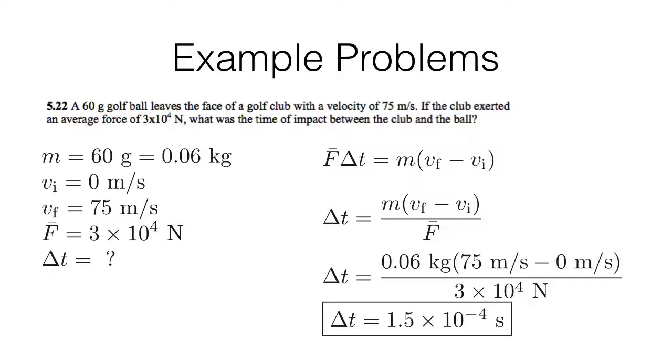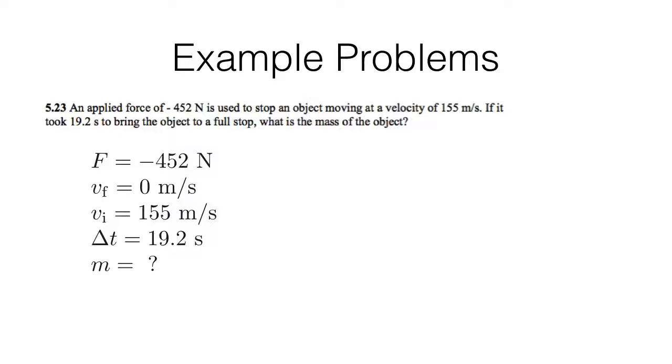The next problem is giving a certain amount of force needed to stop an object, and we know the speed of the object. We also are given the amount of time required to bring the object to a stop, and we need to find the mass. So the givens are force is negative 452 newtons. The final velocity, since we're bringing the object to a stop, is 0 meters per second. The initial velocity is given as 155 meters per second. The time required to bring it to a stop is 19.2 seconds, and we need to find the mass.